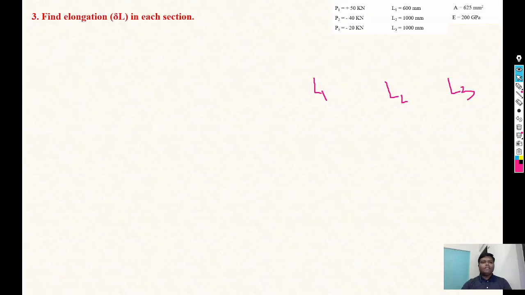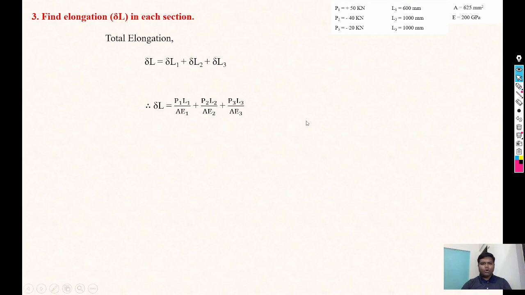Now find the total elongation. We know the formula: change in length equals change in length of the first section plus change in length of the second section plus change in length of the third section. Just put all the values. P1 L1 by A E1. P1 is 50, L1 is 600, area is 625, and E is 200 gigapascal.